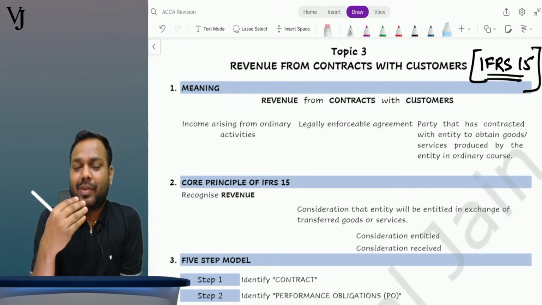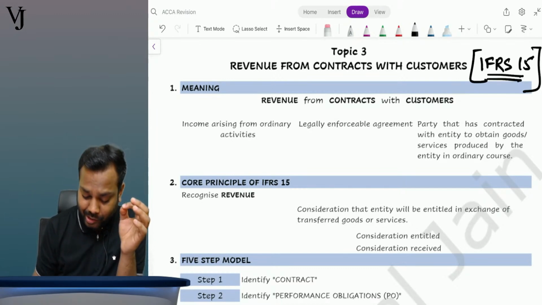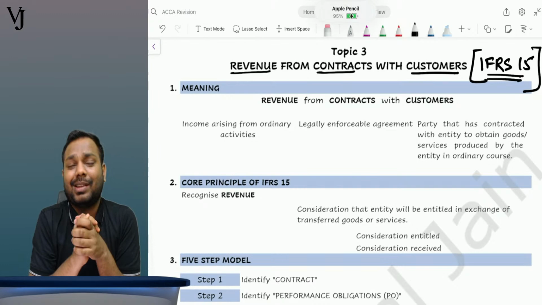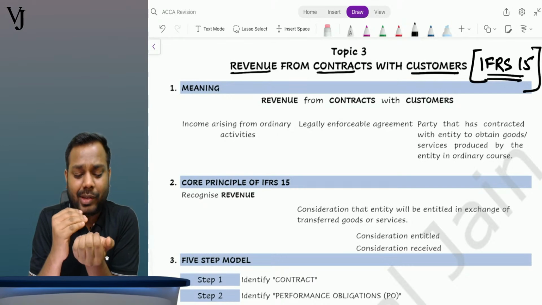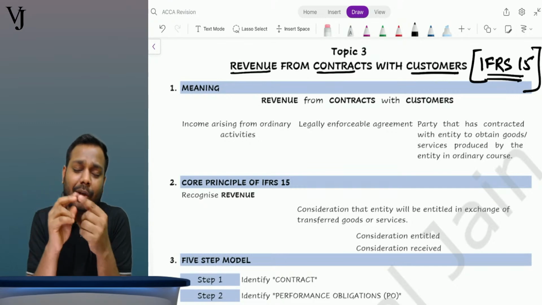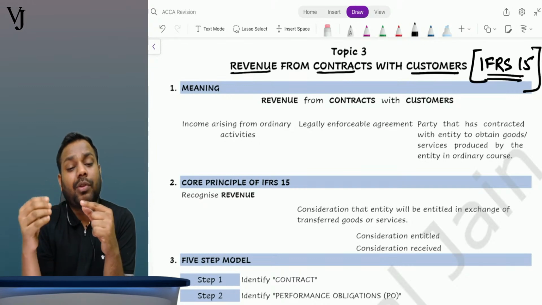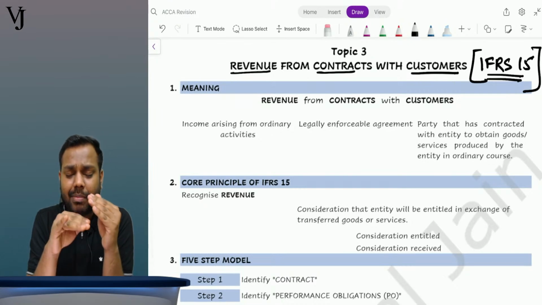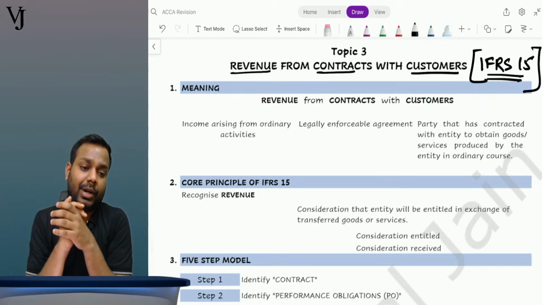Before we start the discussion, we have to understand the meaning of the standard. The name has three words: revenue, contract, and customers. Now, in the framework we studied the meaning of income. Income is something which increases my assets or reduces my liabilities, so my equity increases. Equity can increase due to profits and due to contribution from the promoters. So an increase in assets or decrease in liabilities resulting in an increase in equity, except for contributions from promoters, is called income.